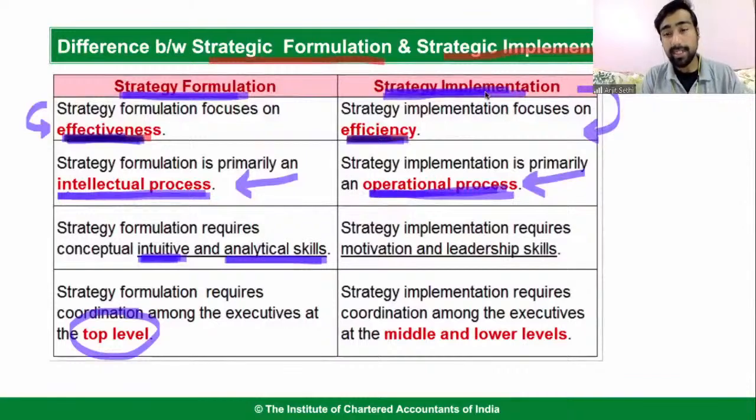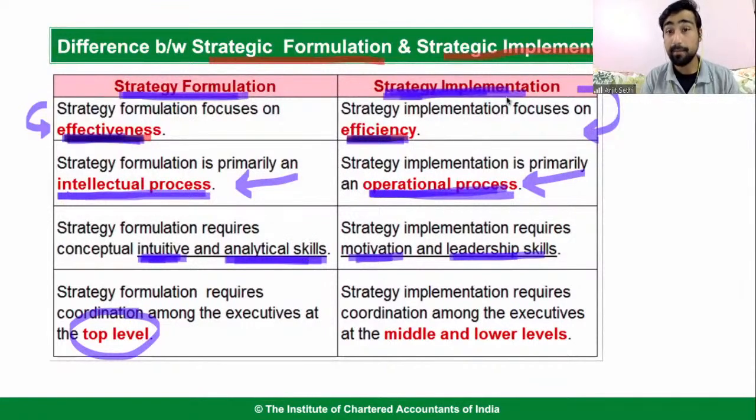Okay. So strategy implementation requires leadership skills, right? Motivation and leadership skills यहाँ पे ज़्यादा चाहिए. You need less of analytical and intuitive skills. You need more of motivational and leadership skills and less of intuitive and analytical skills.